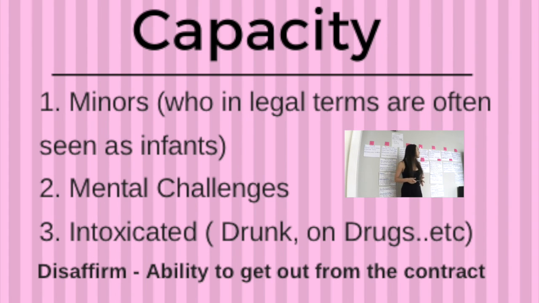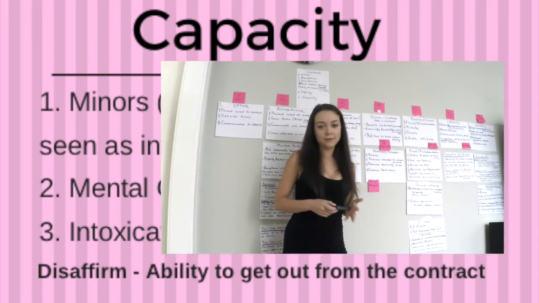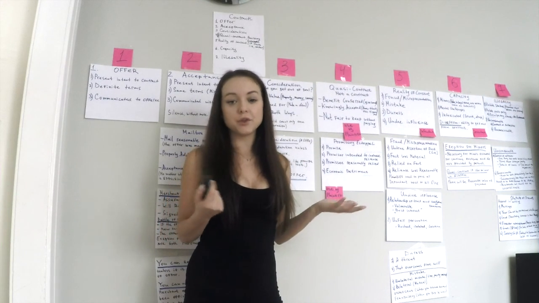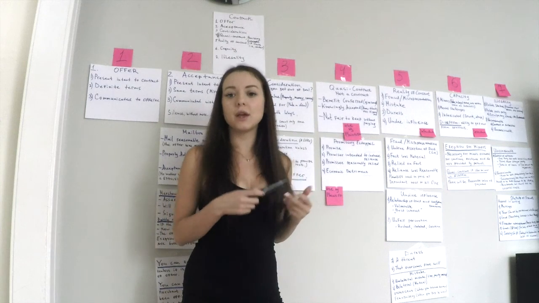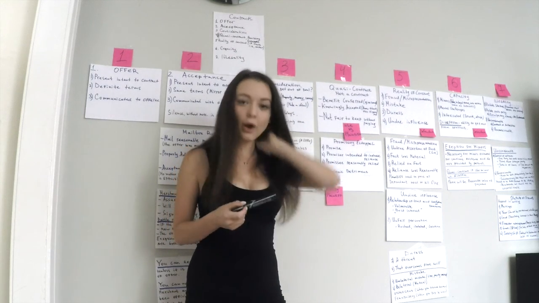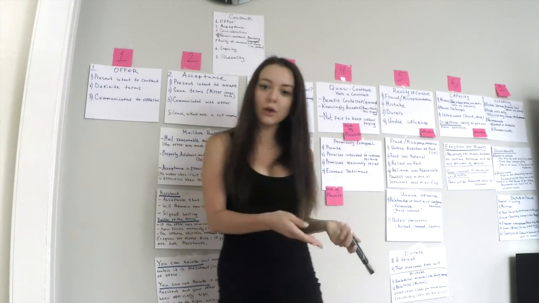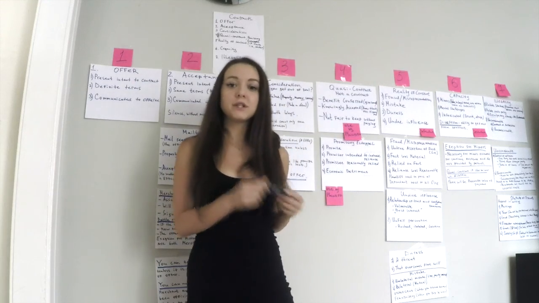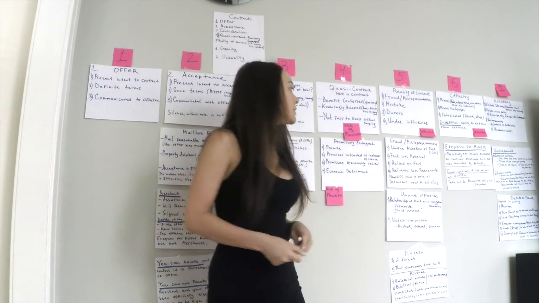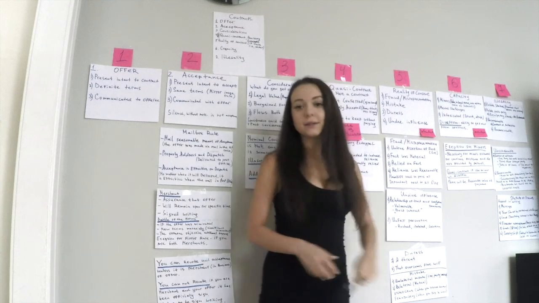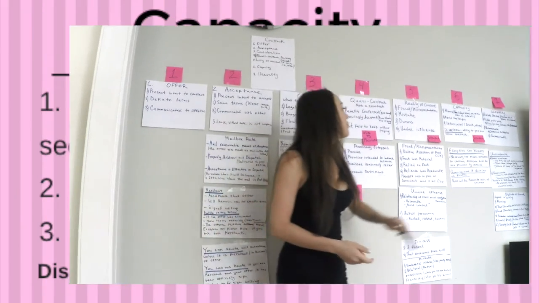Whose legal terms are often seen as infants. Who are the minors? Minors are usually children who don't have a right to enter into a contract. The law tries to protect the minors, so that's why it is included in capacity.